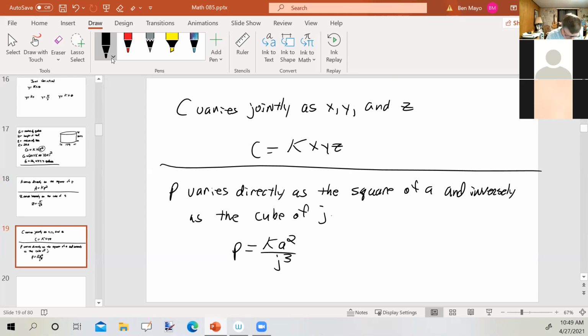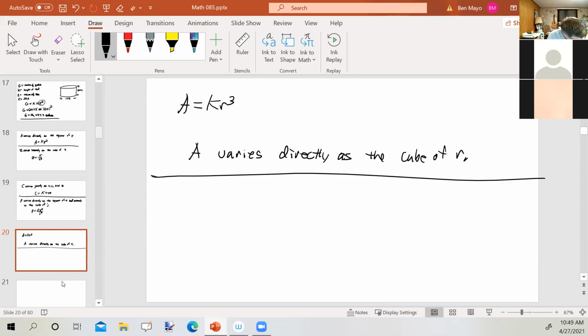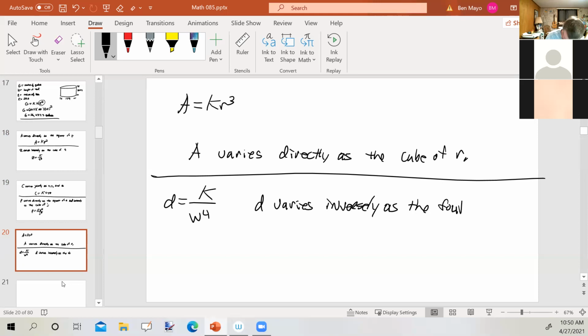All right, let's go the other direction. Let's take this situation. A equals KR cubed. So we would say, writing it in words, A varies directly as the cube of R. And let's see here. This one, D equals K divided by W to the fourth power. We would say D varies inversely as the fourth power of W.